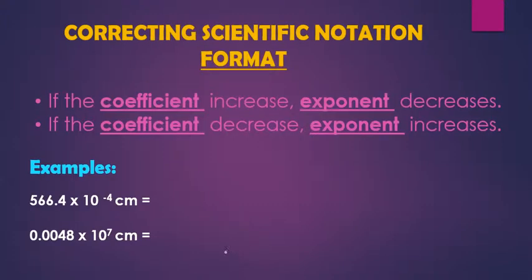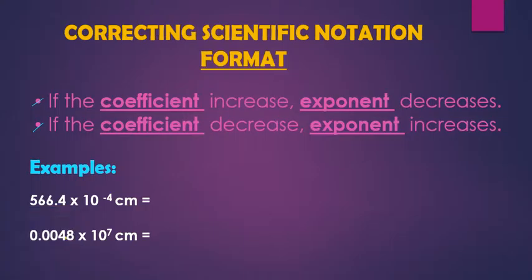There are instances that when you have a scientific notation, that doesn't mean that it is always written in correct format. If that's the case and you need to correct it, you have to follow certain rules. And the rules are written in these two bullets. This is in terms of the relationship of the coefficient and the exponent. If you see here, coefficient increases, exponent decreases. Coefficient decreases, exponent increases. So it's an inverse relationship. Let's look at these two examples to see it clearly.